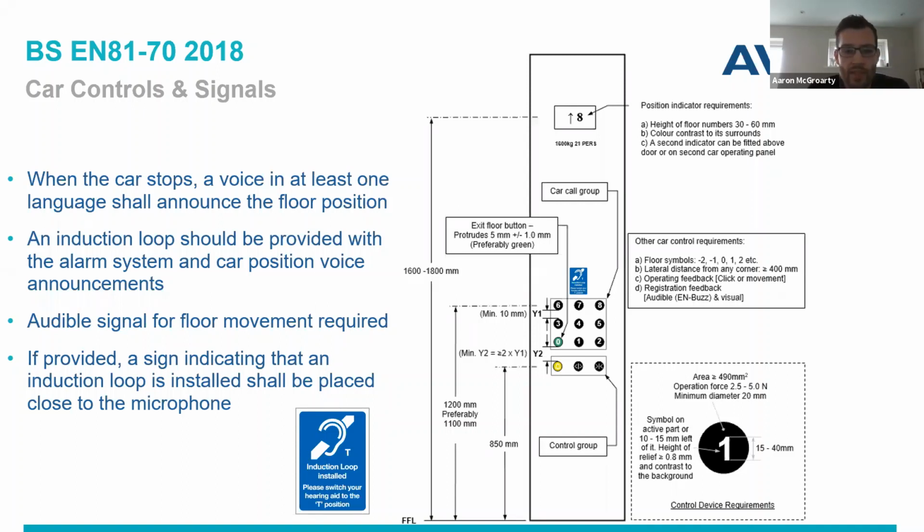Additional indicators may also be located elsewhere in the cabin. So as long as you have your position indicator there in the COP, you can also place one above the car door or on the second car operating panel. When the car stops at one of the landings, an announcement of that floor should be made in one of the official languages. So also one to bear in mind.